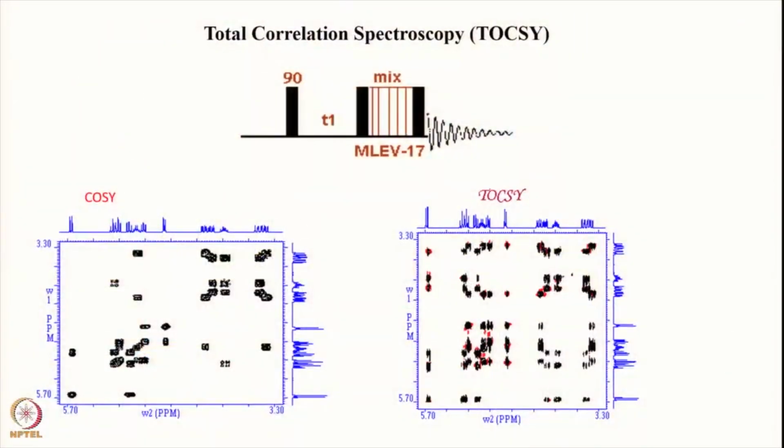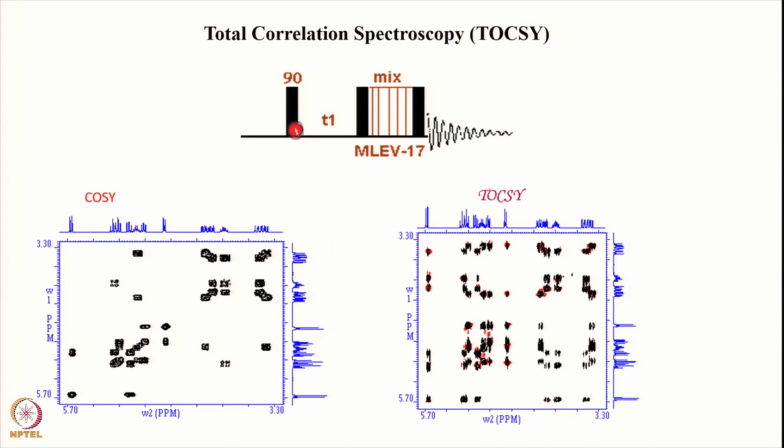Okay. Now the next experiment which I want to explain to you is called total correlation spectroscopy. Now this is actually quite a significant advance, because this will completely eliminate the plus minus character in the cross peaks. This is the COSY here. Okay. Now the TOCSY spectrum, let us explain the pulse sequence a little bit here.